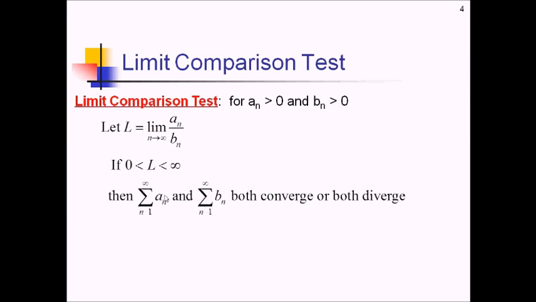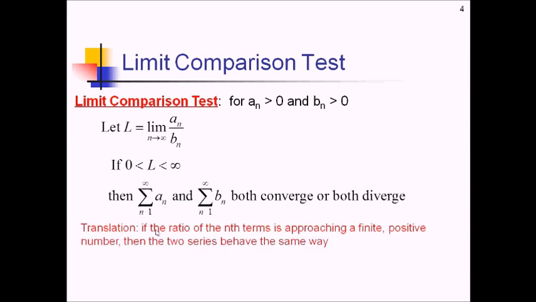Now, as a little bit of a further translation on what's going on here, if the ratio of the nth terms is approaching some finite positive number, that tells us the two series are behaving in more or less the same way, so we can draw conclusions about convergence and divergence. Now, there is a couple caveats here. First off, A and B both have to be positive.